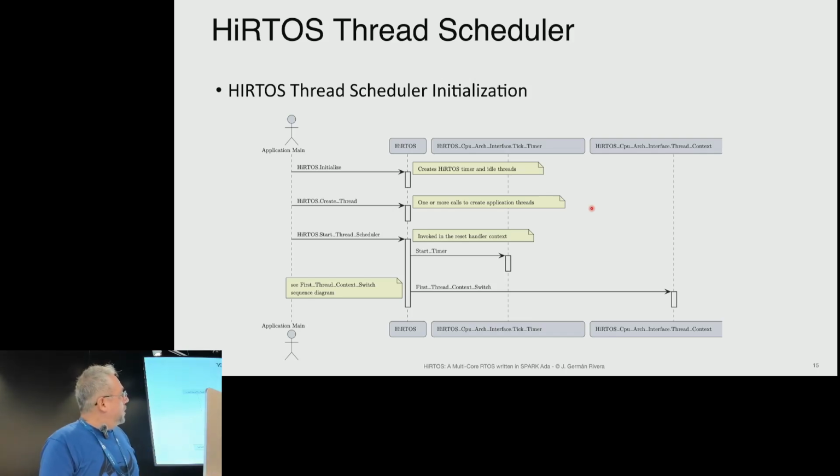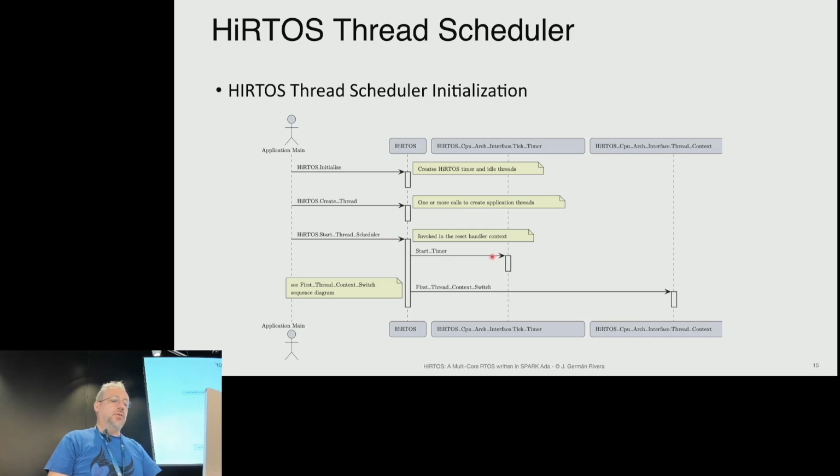Okay, so the thread scheduler. The first part is when you have a bare metal program, you have main, and then you create a bunch of threads or tasks, and then you call an API to start the scheduler to switch on tasking. That is typically what you do, right? So in this case, this first part shows that before creating threads, you call the API to initialize HiRTOS, and then you create one or more application threads, and then you start the scheduler, right?